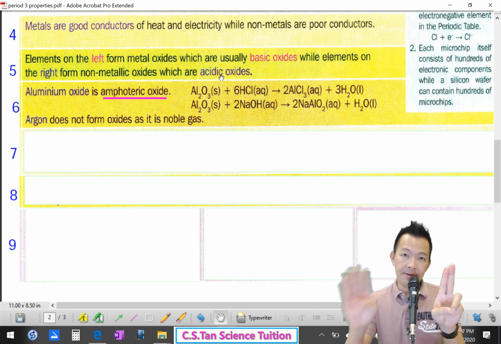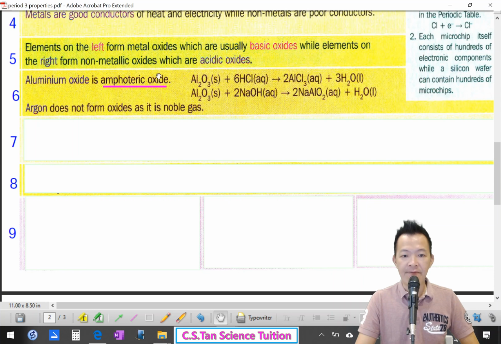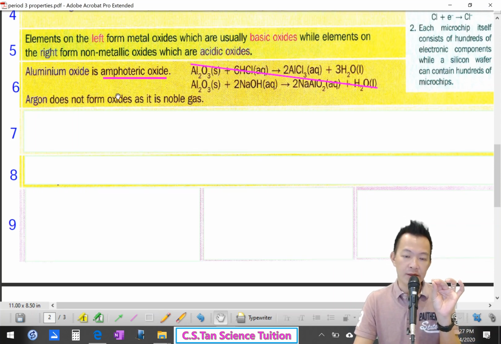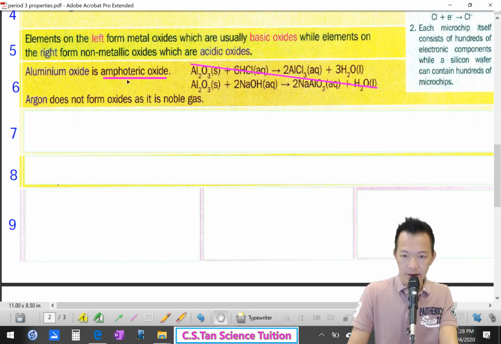OK？But between the left and right，在左手跟右手之间，there's an oxide called amphoteric oxide. So aluminium is amphoteric oxide. Aluminium 的 oxide 就是特别的 oxide，叫 amphoteric oxides. OK？It can react with acid, can react with alkaline to form salts. And the reaction, 它的反应呢其实不重要，你不要理多多。Okay? And last, argon does not form the oxide 啦 because this is noble gas, 因为它是 noble gas 不活跃。所以记得 aluminium oxide 它就叫 amphoteric oxide.